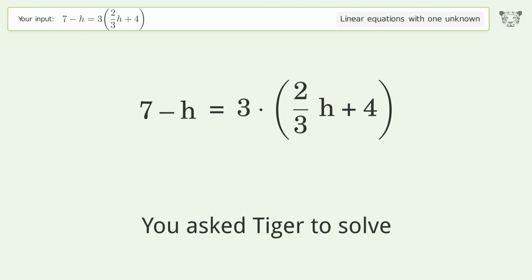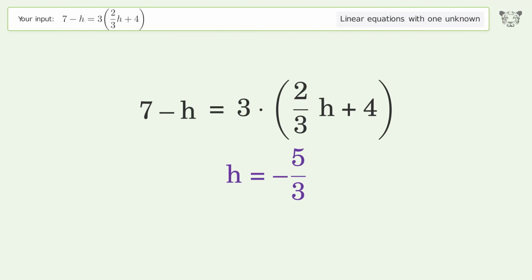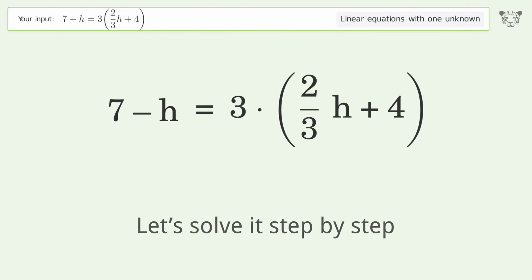You ask Tiger to solve. This deals with linear equations with one unknown. The final result is h equals -5/3. Let's solve it step by step.